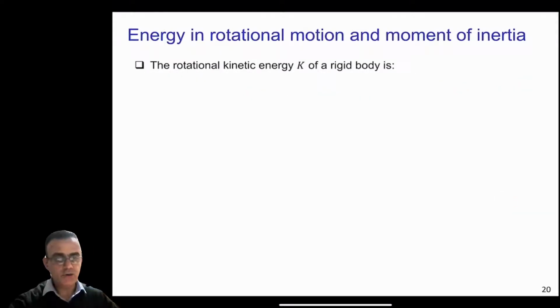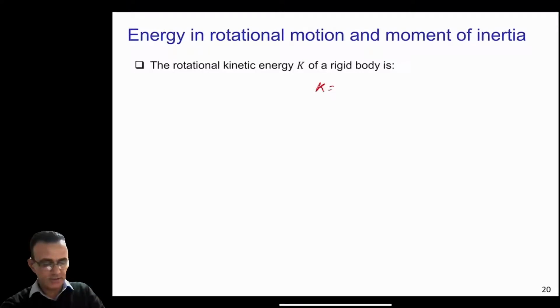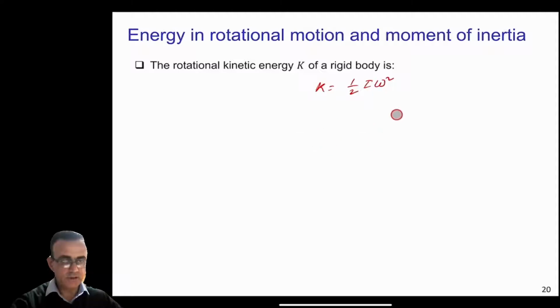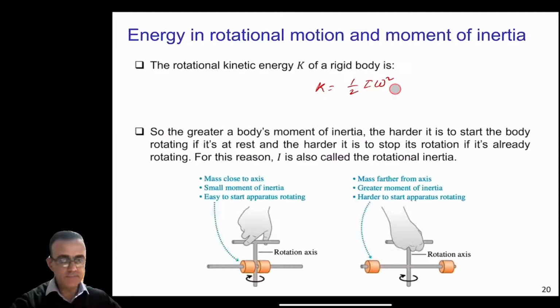Okay, so now we can write the equation of kinetic energy. Kinetic energy will become equal to half I omega square. So for angular motion, the kinetic energy is half I omega square. Now what is this I physically?